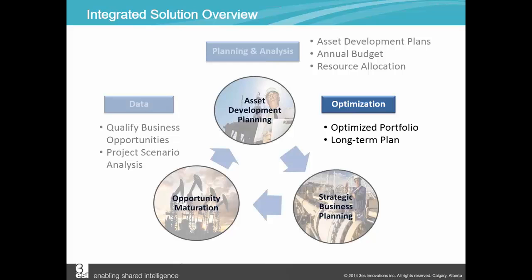The strategic business plan is focused on building out a feasible, optimized, long-term plan that can be executed on over 10, 15, even 20 years to ensure that the business is going to realize all of the potential value out of their current portfolio of opportunities.